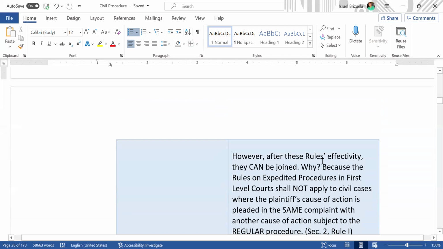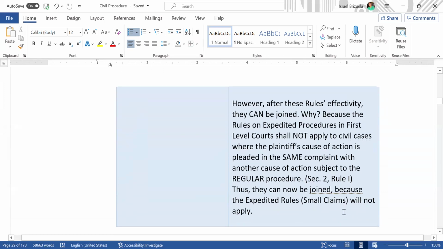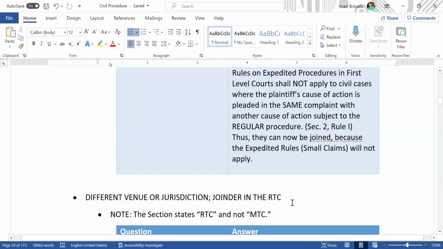However, after the rules' effectivity, they can be joined. Why? Because the rules on expedited procedure in first level courts shall not apply to civil cases where the plaintiff's cause of action is pleaded in the same complaint with another cause of action subject to the regular procedure. Thus, they can now be joined because the expedited rules, small claims will not apply.